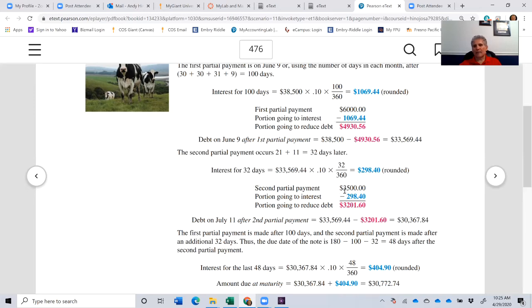The second partial payment is $3,500. We're going to subtract from that the amount that goes towards the interest, $298.40, and the remaining balance goes towards the principal. The total principal, as we left off from the last payment, was $33,569.44. We're going to subtract this portion of the principal, $3,201.60, and that's going to leave us $30,367.84.